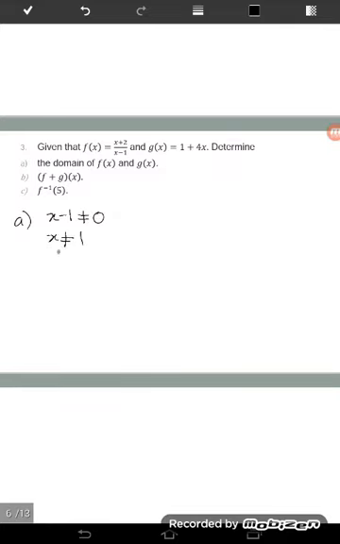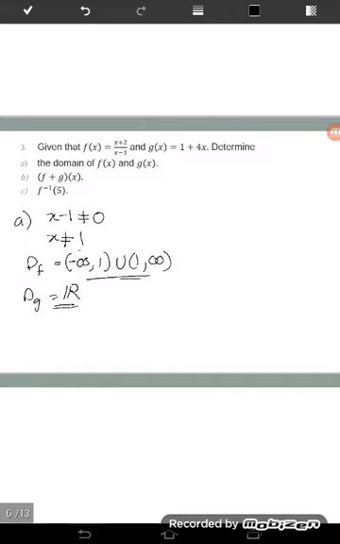Okay, so this is the only value x cannot take. So therefore the domain of f is from negative infinity until 1, union 1 until infinity. And then the domain of g. So this one is a polynomial function, which is a straight line. So the domain of g is always the real numbers.